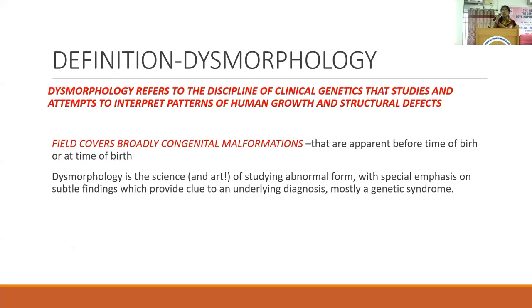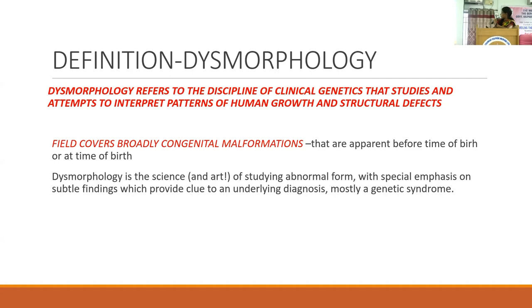So what is dysmorphology? It is a young and upcoming field of medical genetics. Dysmorphology refers to the discipline of clinical genetics, which studies and attempts to interpret patterns of human growth and structural defects. In other words, dysmorphology refers to the study of disordered development or congenital malformations. The field covers broadly congenital malformations that are apparent before the time of birth or at the time of birth. So two settings we have in dysmorphology study, that is before the time of birth and at the time of birth.